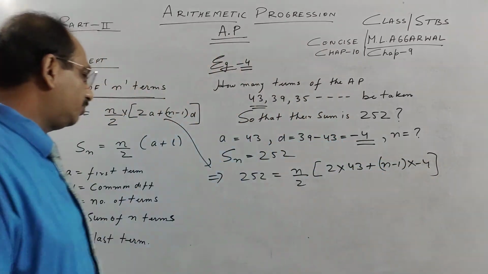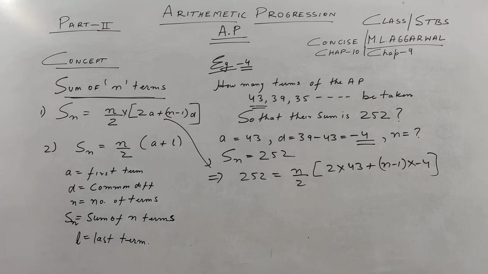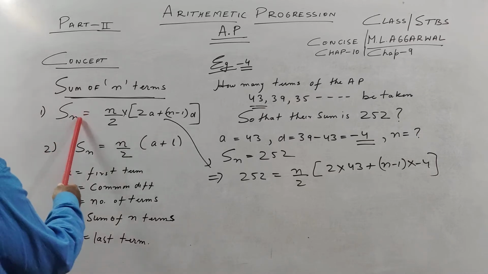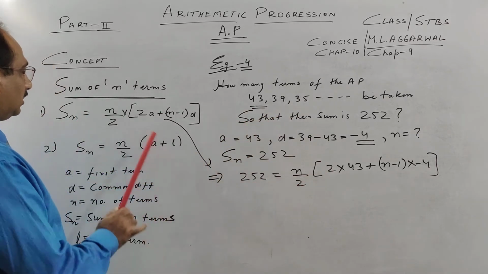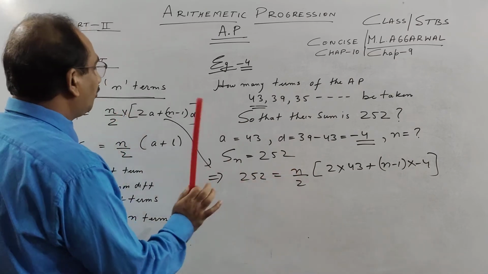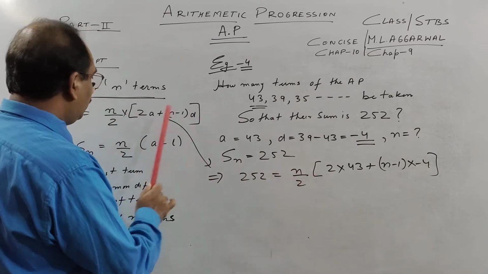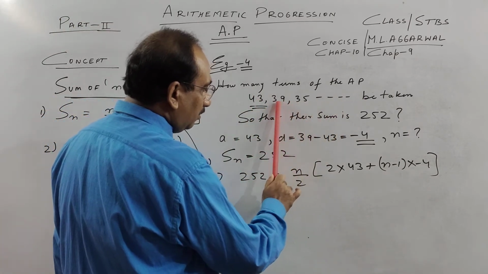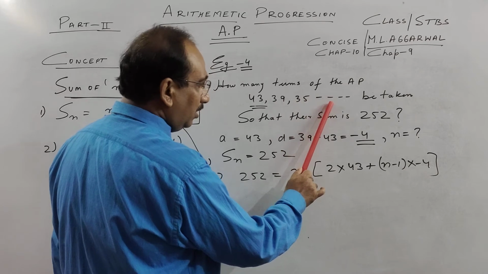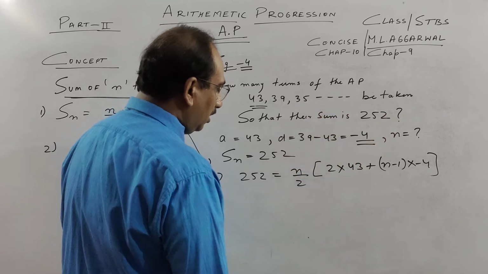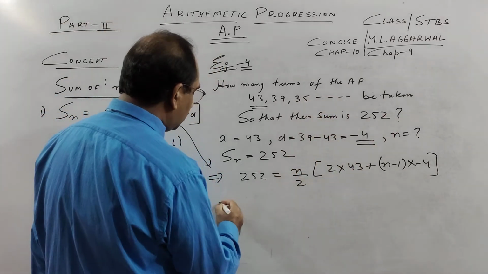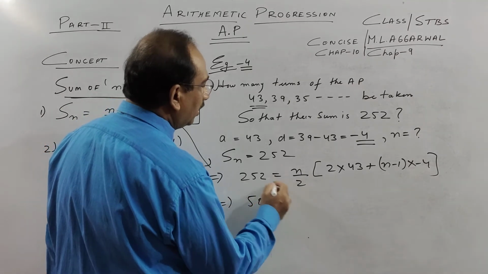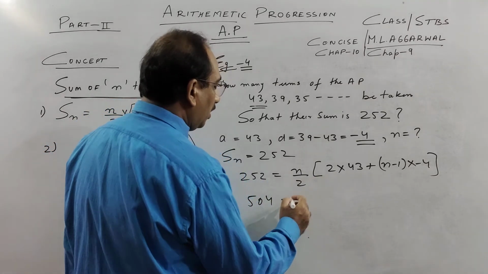So simply we have substituted the values. Sn is 252, the sum of terms is given. Very nice question. n we have to find, children. 2 into the first term is 86. The difference is minus 4; each term decreases by 4, so 43, 39, 35, 31, then 27, like that. So let us try to solve this. The 2 comes here, and this becomes 504.